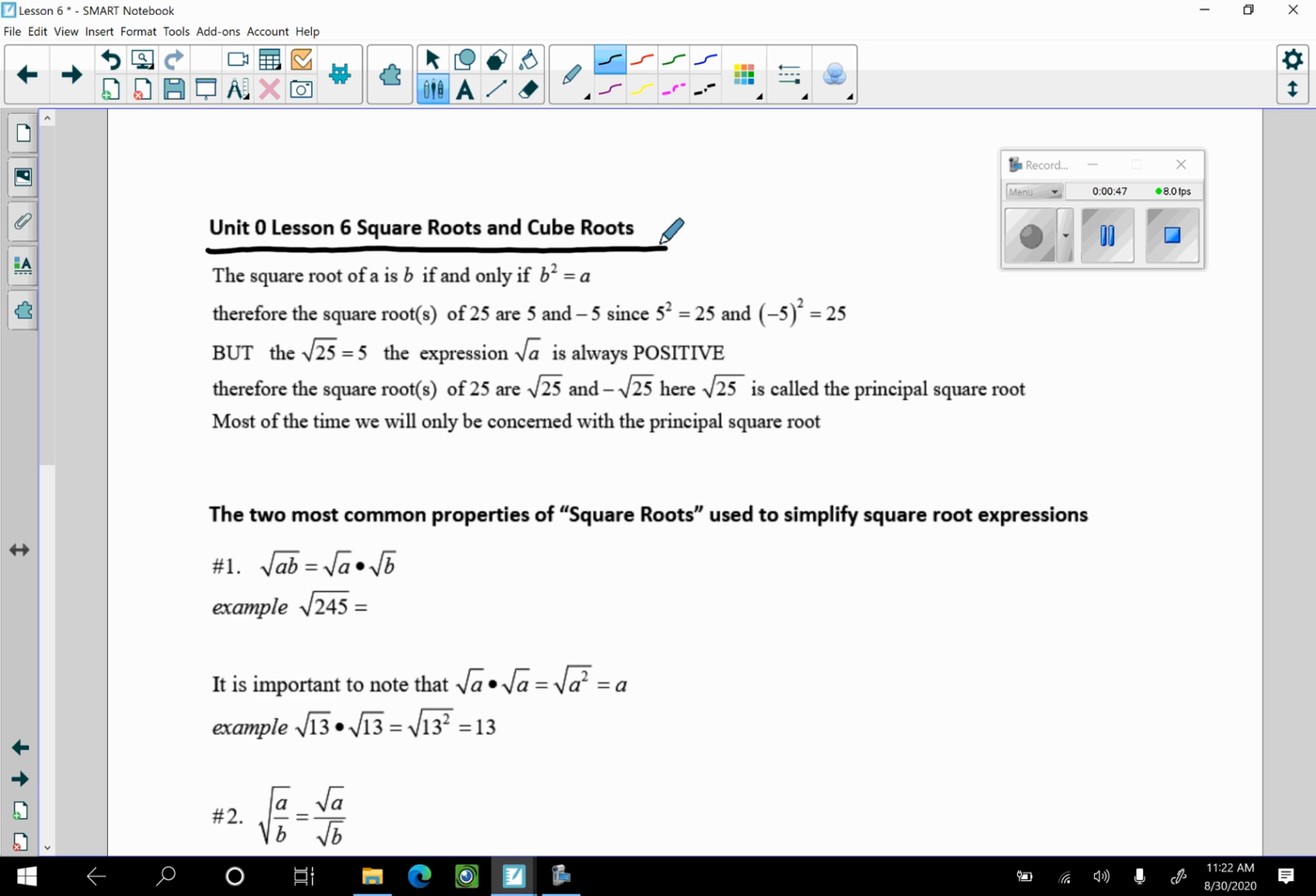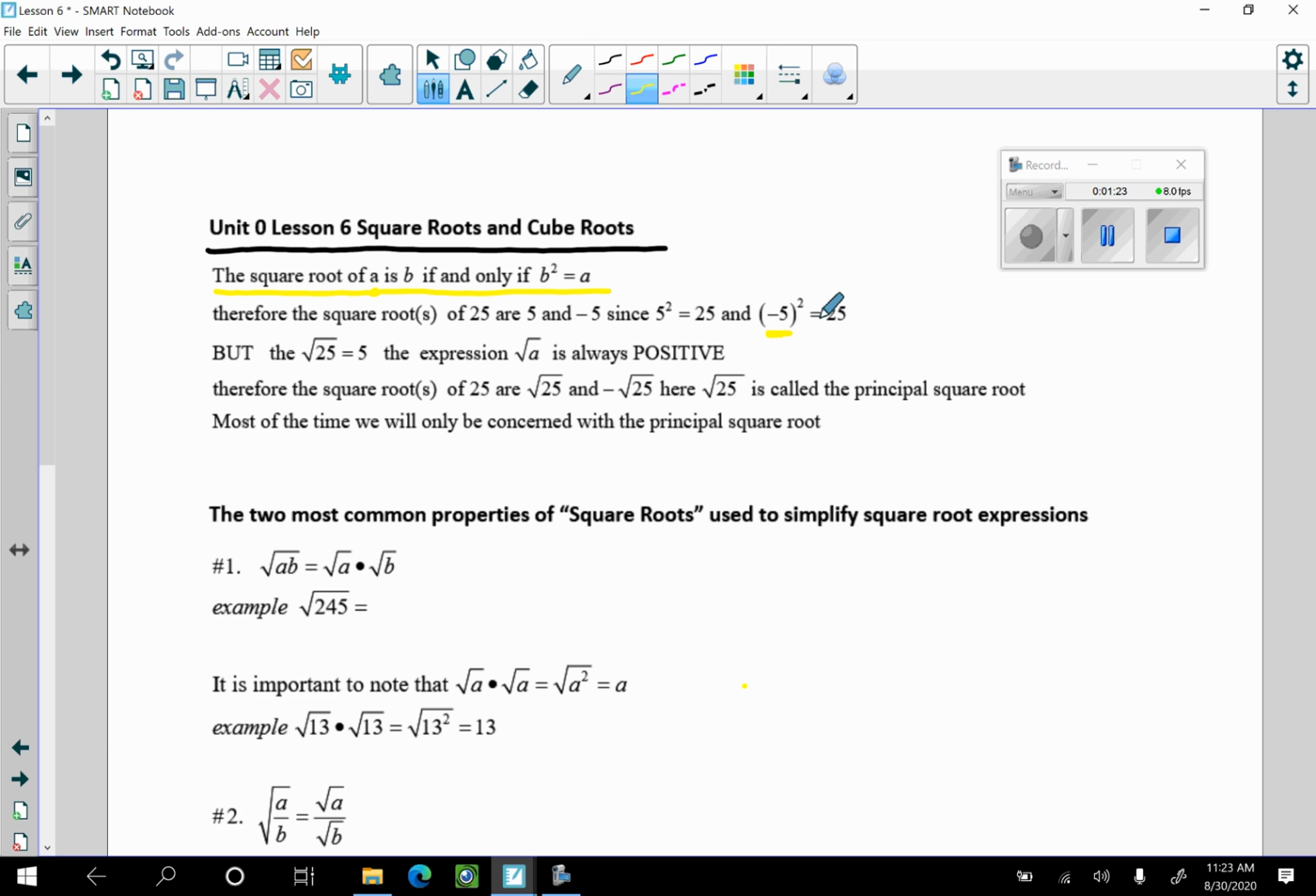The definition of a square root: the square root of A is B if and only if B squared is A. So this is our definition. Therefore, what are the square roots of 25? Well, they're going to be 5 and negative 5, since 5 squared is 25, and if I square with parentheses, negative 5 squared is 25.